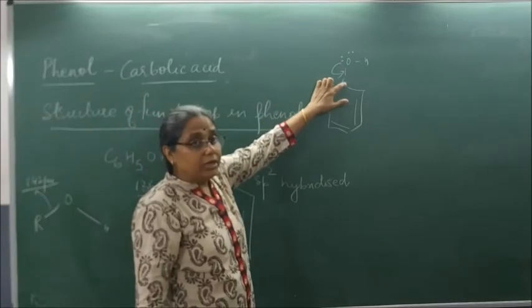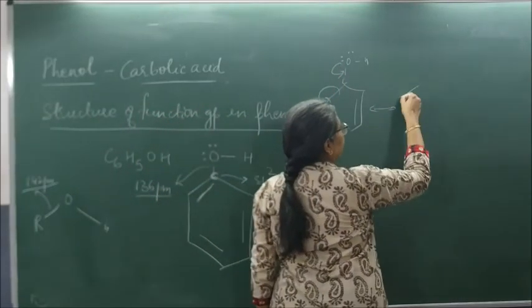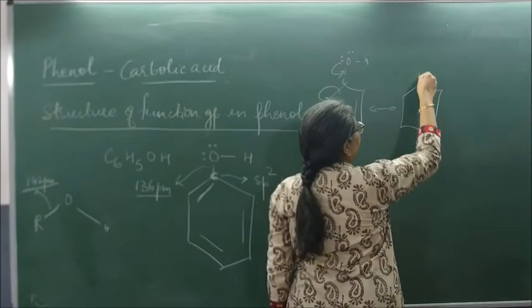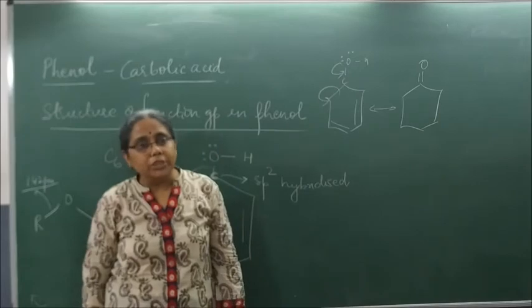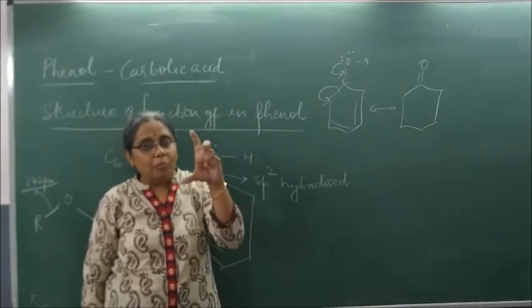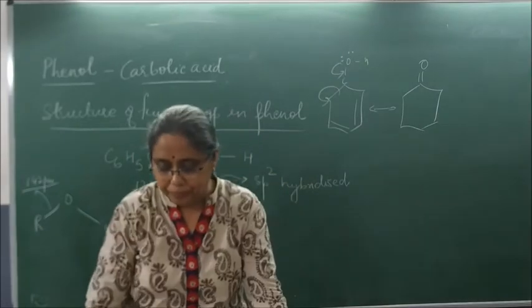So that C-O bond becomes what in the next case? In the next canonical structure, I get double bond character. So due to the partial double bond character, the bond length decreases. Right, second point.